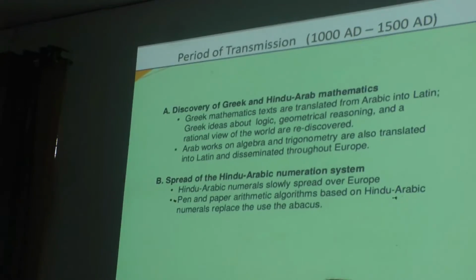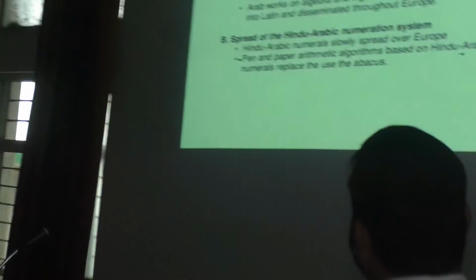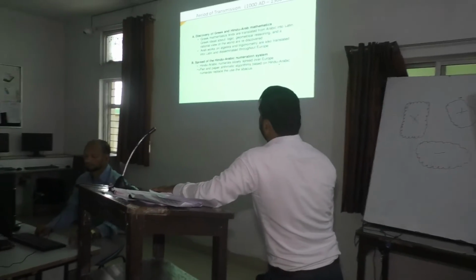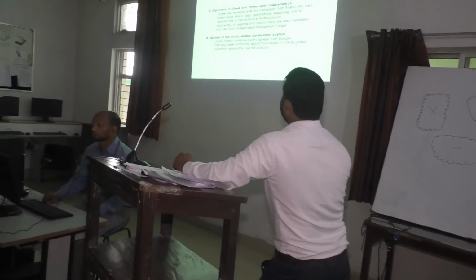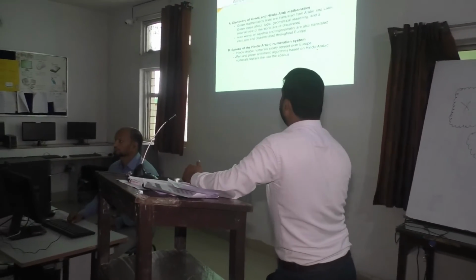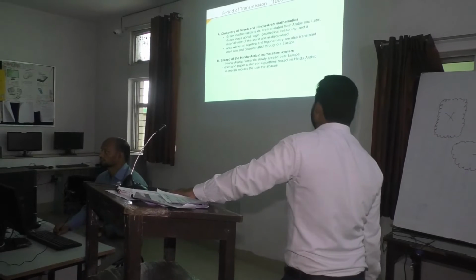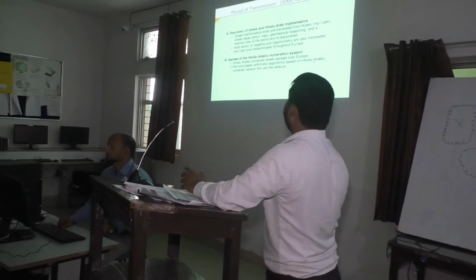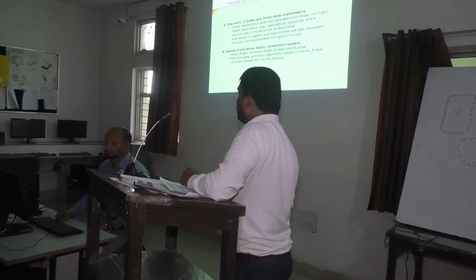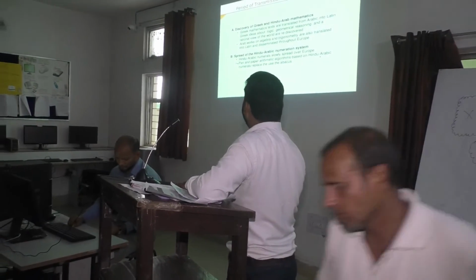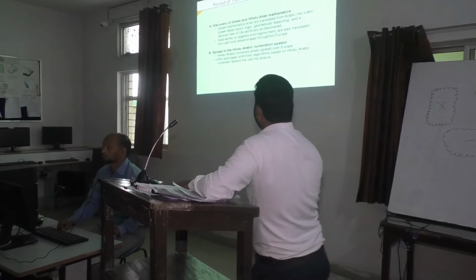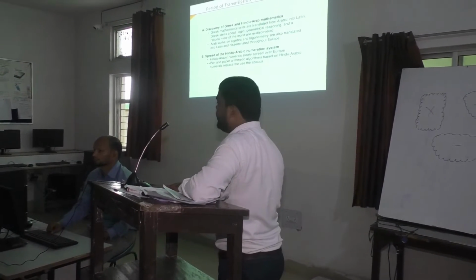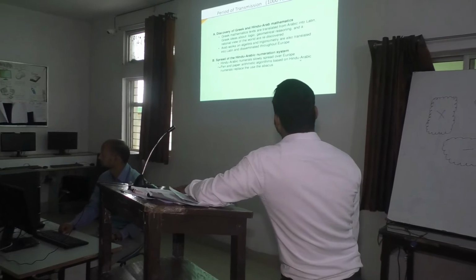How did the discovery of Greek and Indo-Arabic mathematics take place? Greek mathematical texts were translated from Arabic into Latin. Greek ideas about logic, geometrical reasoning, and a rational view of the world were rediscovered. There was a mixing of Hindu and Arabic mathematicians, which is why it is called Hindu-Arab mathematics. Arab works on algebra and trigonometry were also translated into Latin and disseminated throughout Europe.